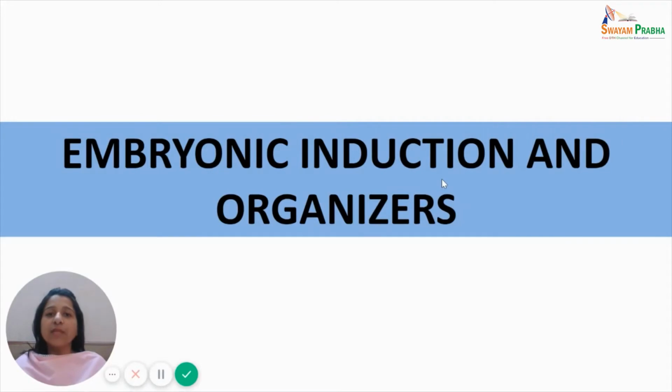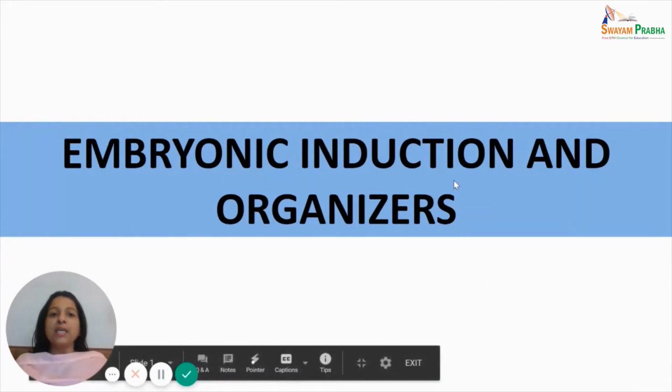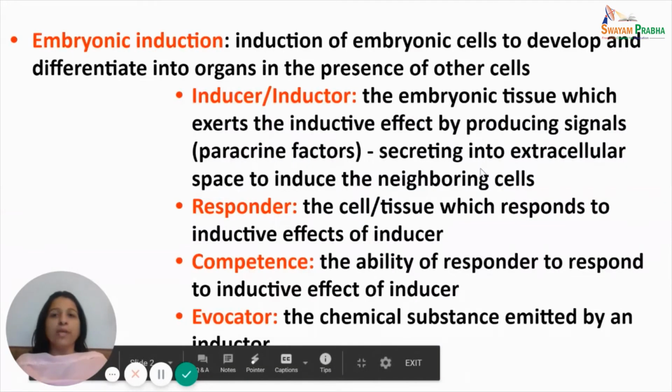Let us begin with the first part of this lecture, that is about embryonic induction and organizers. Gastrulation lays down the formation of three germ layers, that is the ectoderm, mesoderm, and endoderm. Now these three germ layers have to form certain organs, which is known as the process of organogenesis. During organogenesis, embryonic induction is an important phenomenon.